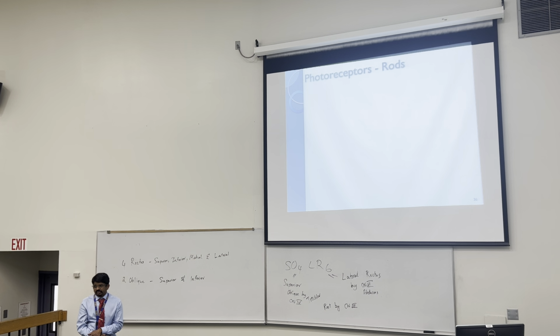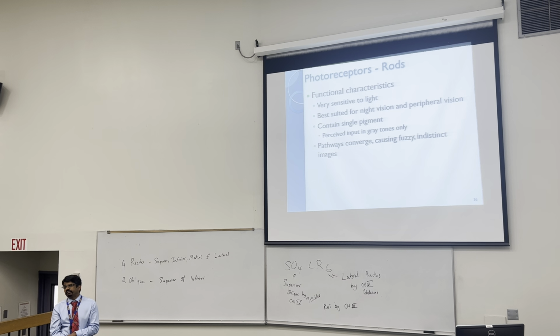So let's talk about the photoreceptors. Rods are mainly for grayscale, but they do not need a lot of light to be sensitized. Even in dim light, they can be sensitized. That's why it says very sensitive to light. Even a small amount of light would stimulate them. So they're best suited for night vision and peripheral vision, because we do not have any cones in the periphery of our view.